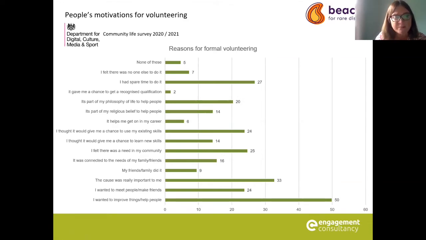So it's quite interesting because this is one of the first major studies that's looked at post-COVID volunteering. And obviously we know that there are lots of behavioural changes and the landscape's changed. But still, the number one thing that comes up, with 50% of people, is I want to improve things or help people. So I saw that pop up lots in the chat box. So obviously that's something that people have got nailed. And I think we know ourselves that when we volunteer, that's often the driver, that we want to make a difference. We want to improve the world.